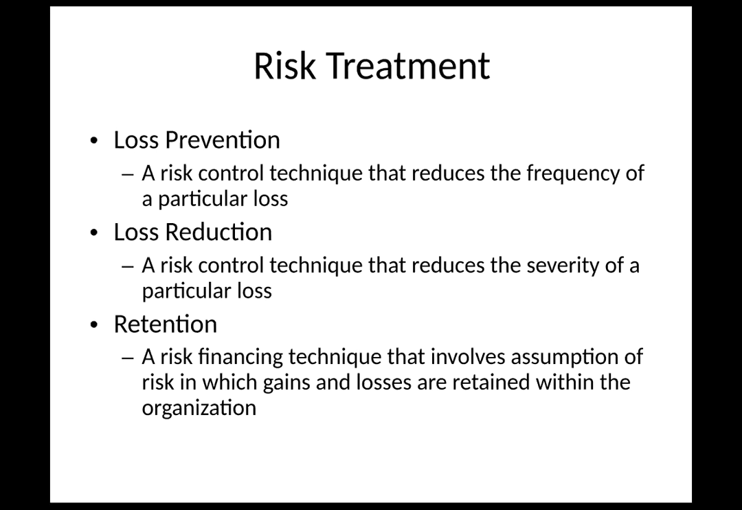Examples of loss reduction would be sprinklers. I mentioned before, a sprinkler doesn't prevent a fire, but it can reduce the severity of the amount of damage that the fire may be able to do. Whereas with loss prevention, if you're trying to prevent slip and falls, I use slip-resistant shoes. That's most likely preventing the frequency of the slip and fall, so it's not occurring in the first place. But it may help with the severity as well, so it can have both effects. But it's primarily loss prevention, since it focuses on frequency.